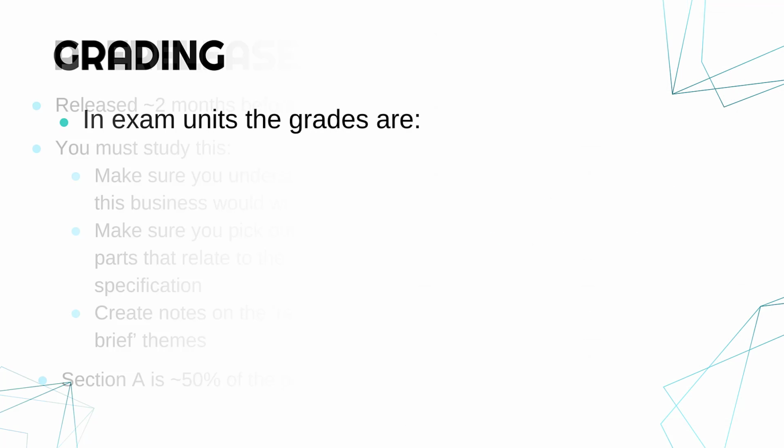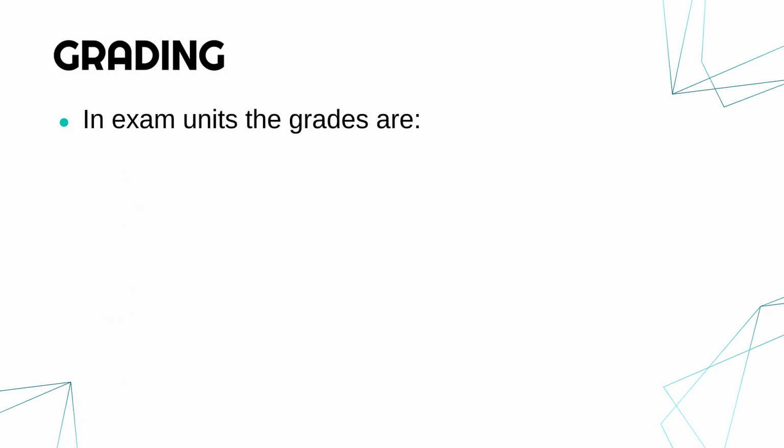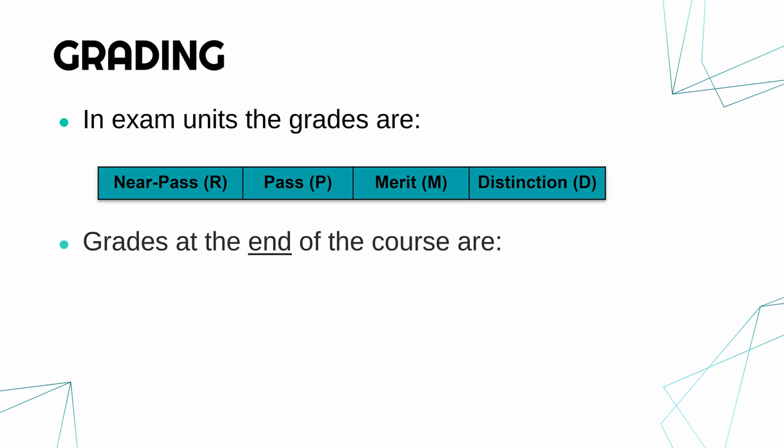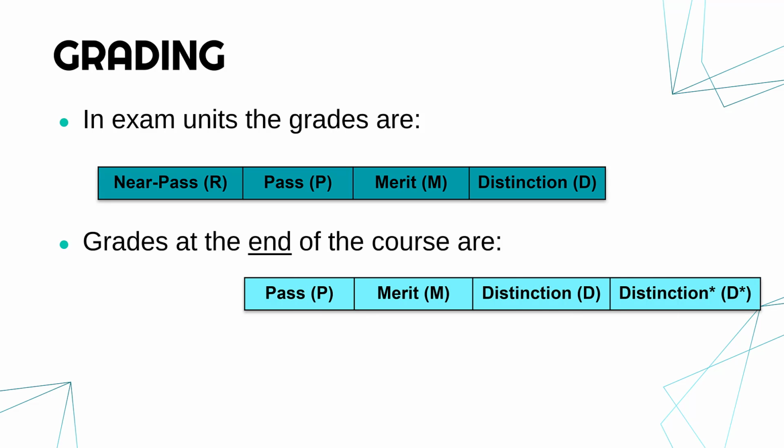So you may or may not know this already, the grading system is confusing partly because there are so many different end qualifications which are worth different amounts. But in the exam unit, so Unit 1 and Unit 2, there are 4 grades you can get. R is near pass, then you've got pass, merit and distinction. Once you certify, once you have all your units together and you finish your qualification, you can get one of 4 grades: pass, merit, distinction and distinction star.